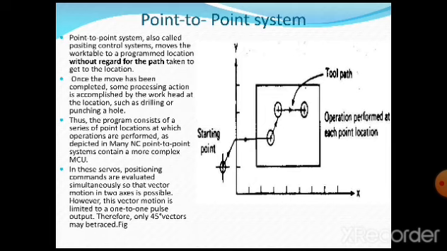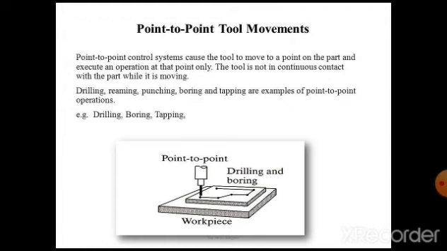However, this vector motion is limited to a 1-to-1 pulse output. Therefore, only 45 degree vectors may be traced as shown in the figure. That means generally we can go for a 45 degree inclination for the cutting. So what you need to understand here is that the point-to-point system is nothing but making the work table or the cutting tool go to the required position, and we are not bothered about the path taken, but we have to decide the starting point, then the operation has to be carried out.